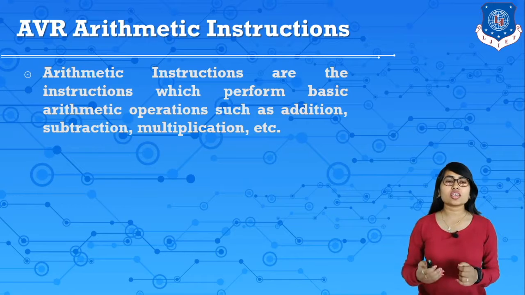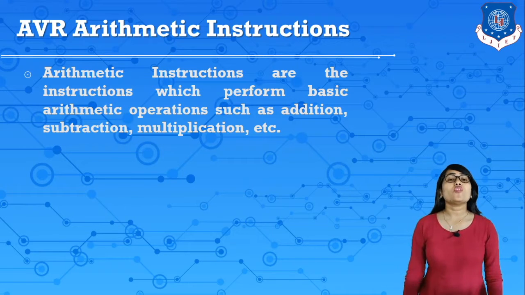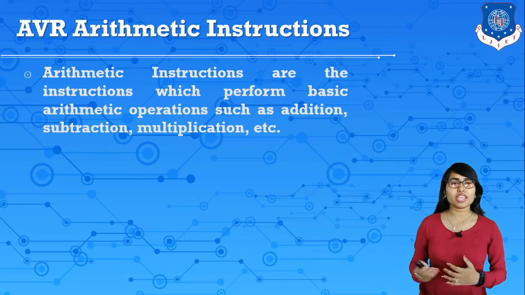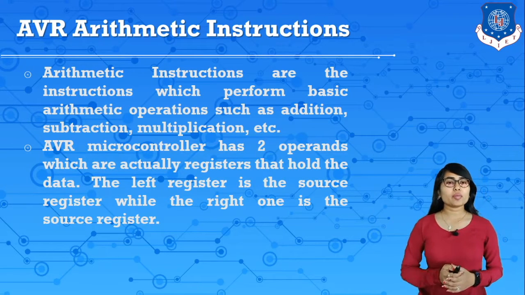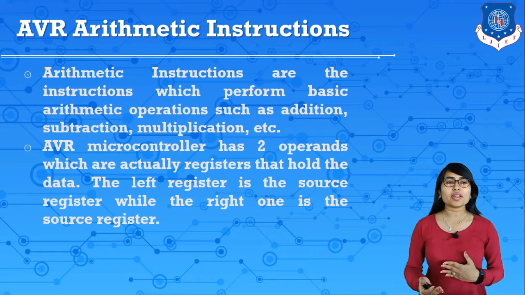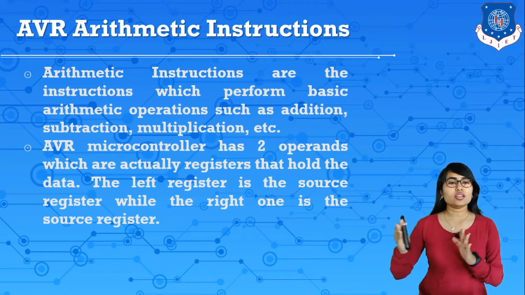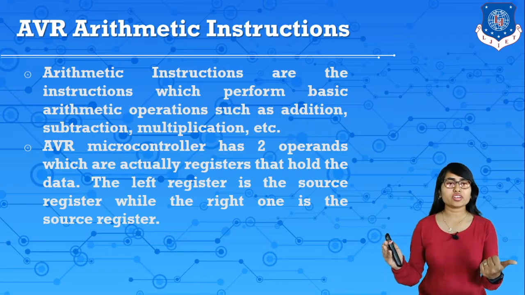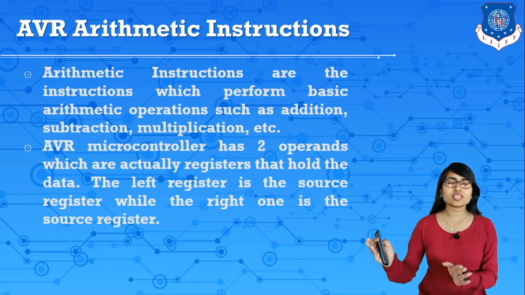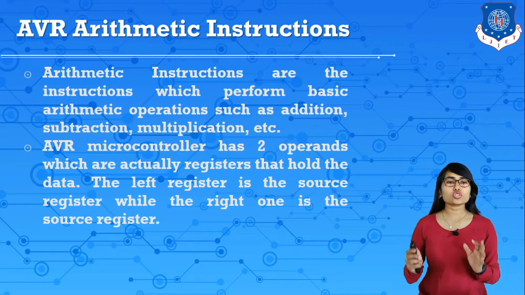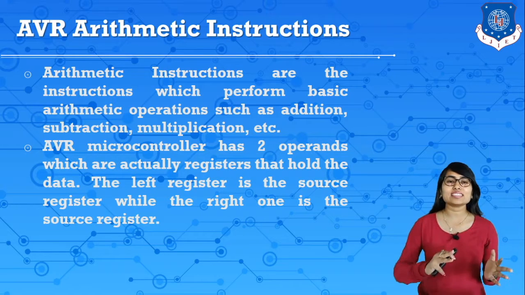Arithmetic instructions are basically used to perform varieties of addition, subtraction and multiplication operations. This AVR microcontroller has two operands, which are usually registers that hold the data. There are basically a left register and a right-hand register. The left register is the destination register while the right one is the source register. So basically in an AVR microcontroller there are source registers and a destination register.